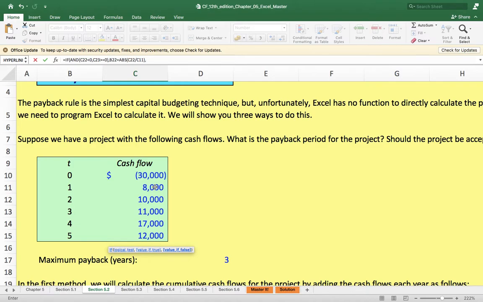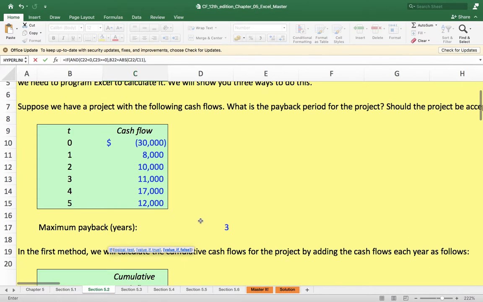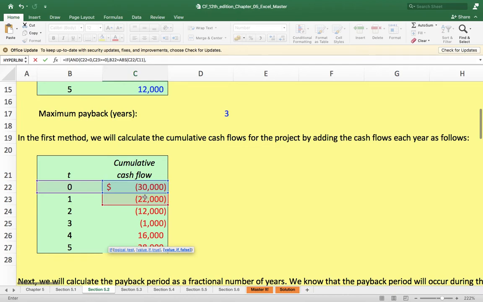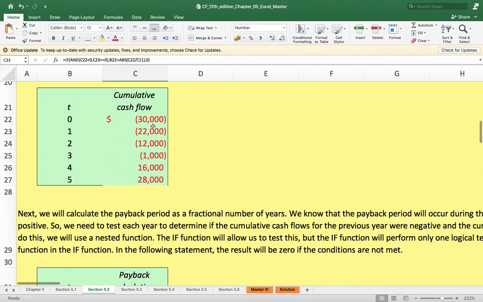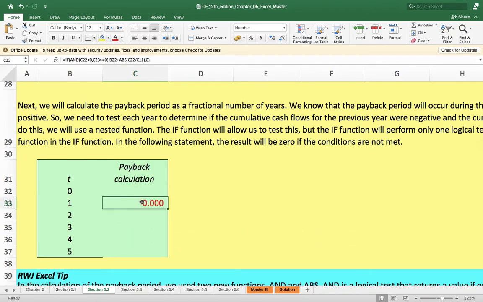Or if that is not happening, if the cumulative cash flow of year 1 is neither positive nor 0, then what will you give me? Spreadsheet, give me 0. Bracket close, enter. Because in year 1 it is negative 22,000, neither positive nor 0, that's why Excel has given us 0. But if it is 0 or positive, it will give you a year.